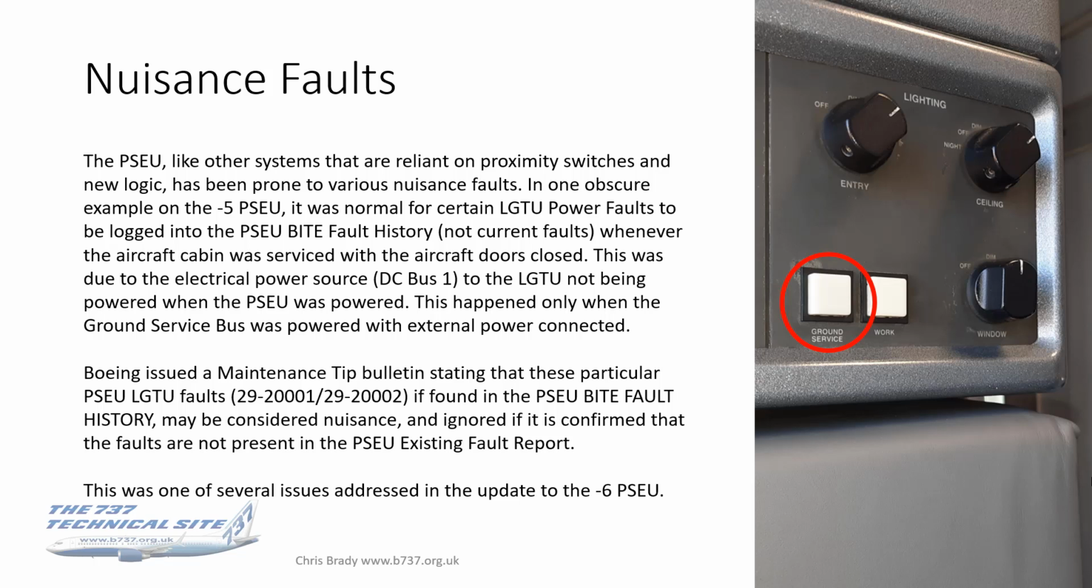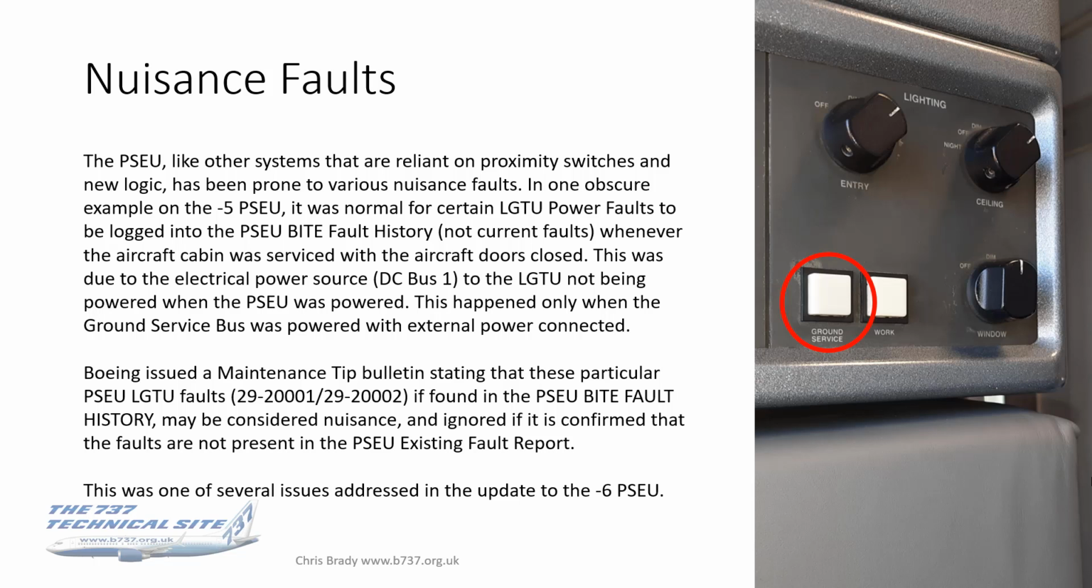A lot of troubleshooting went on, or detective work, and it was found that these faults occurred when the cabin was being serviced with the aircraft doors closed. And this was due to the electrical power source, which was DC bus 1 to the LGTU, not being powered when the PSEU was powered. And it only happened when the ground service bus was powered with external power connected. So it had to be this obscure combination of the ground service bus powered with external power and the cabin doors being closed. Then the LGTU would register this fault.